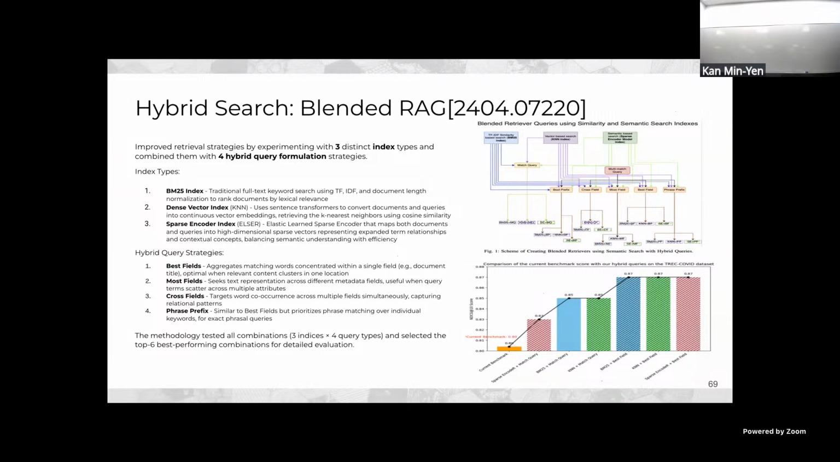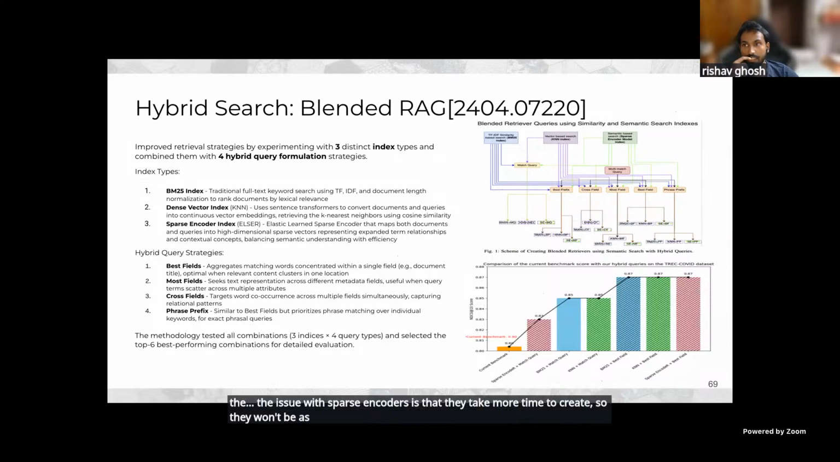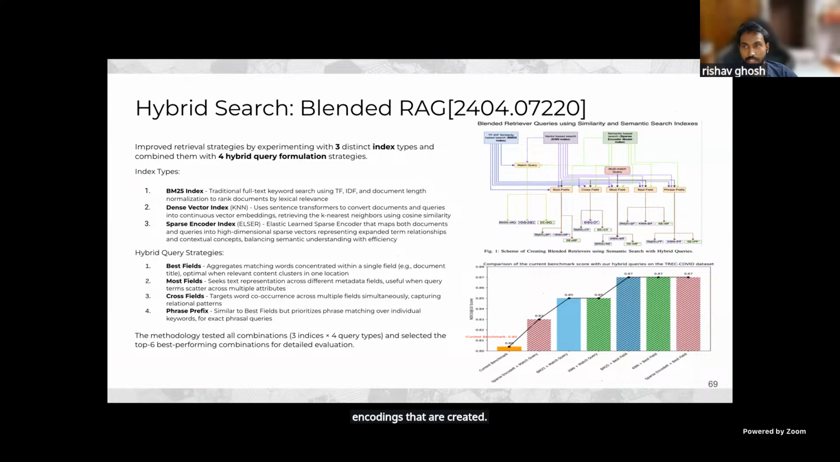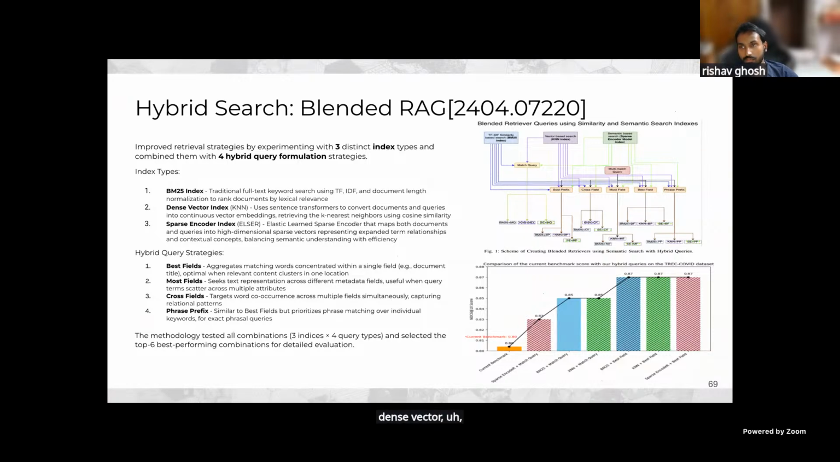Okay. So sparse encoders are also able to hold the semantic meaning and find relationships. The issue with sparse encoders is that they take more time to create, so they won't be as fast as dense vector encodings, where we match them as well. So it's mostly similar. The only thing is they have found sparse encoder gives better accuracy at the cost of speed. Dense vector is faster. Okay, nice.